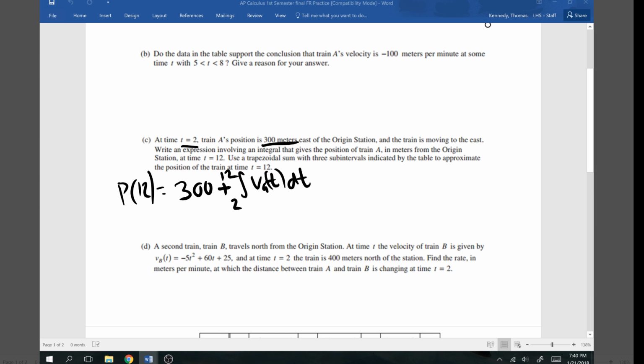The next part says we do it with trapezoidal sums, so I need to get the table in here somehow. Oh, I have a worksheet here. Nice. All right.